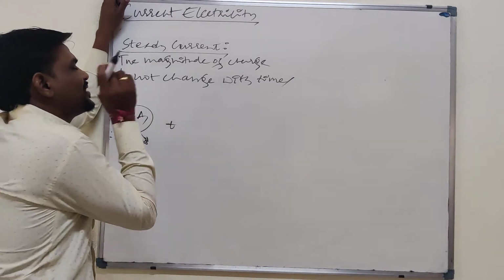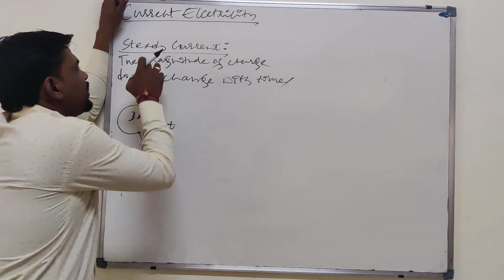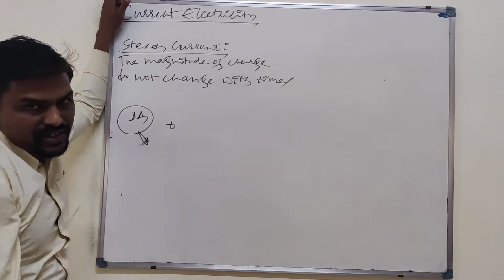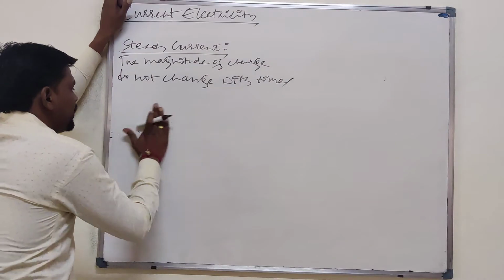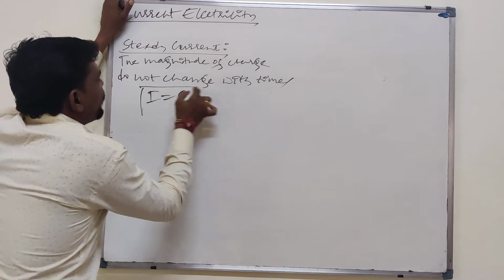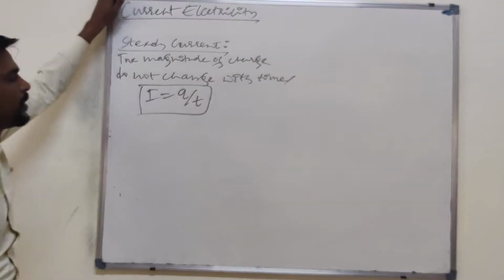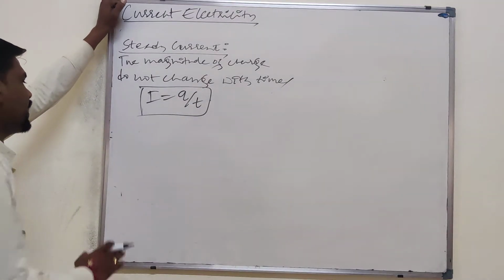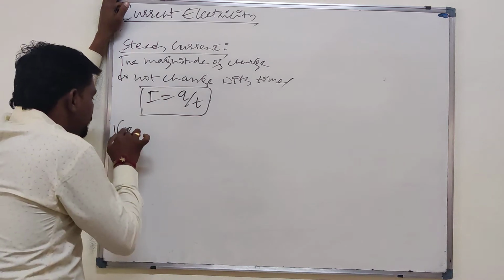So that which does not change with time is called steady current. That is simply written as I is equal to Q divided by T. Right?